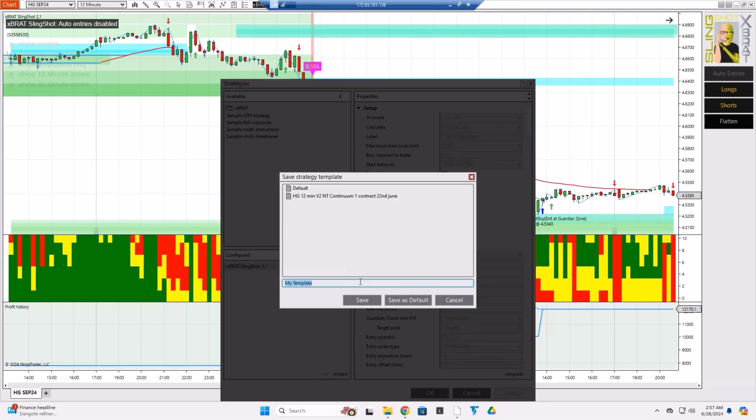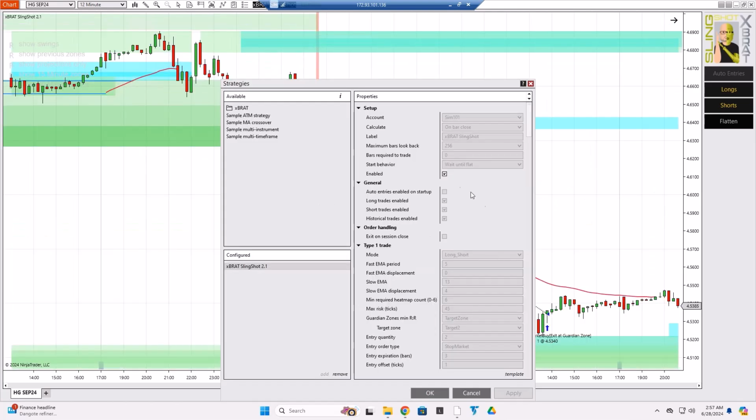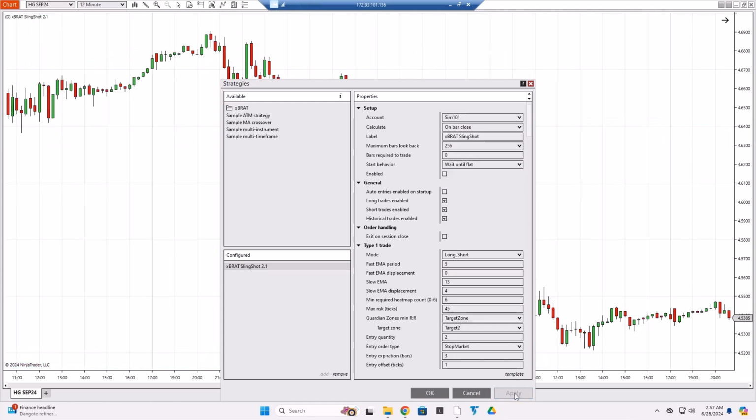So this time it's HG for copper, 12 minute, because that's the time frame. We're on version 2 at the moment of Slingshot. I'm going to put his name, 2 contracts, because I don't know the broker, and the date today is the 28th of June. So now I'm going to save that. It will switch it off, that's fine. Just uncheck, click apply. You see it's on Sim 101 right now, very important.